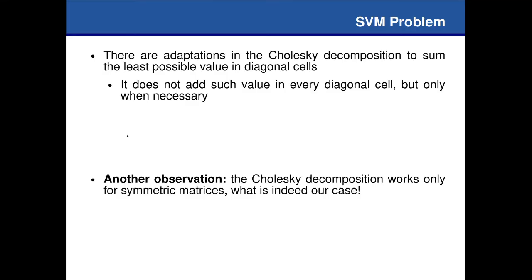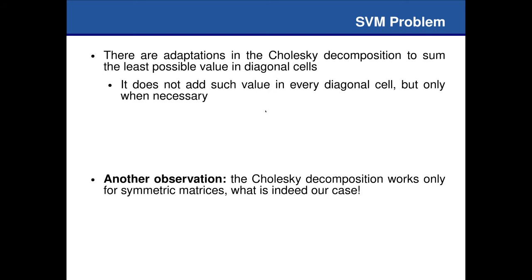So there are adaptations in the Cholesky decomposition. There are some implementations for the Cholesky decomposition in which the code sums up the least possible value in those diagonal cells. That's so interesting. You can search that in R, in Python, in MATLAB, doesn't matter the language or the package you use. You're going to find some implementations of the Cholesky decomposition that are going to sum up a very small value in the diagonal to make it diagonally dominant.